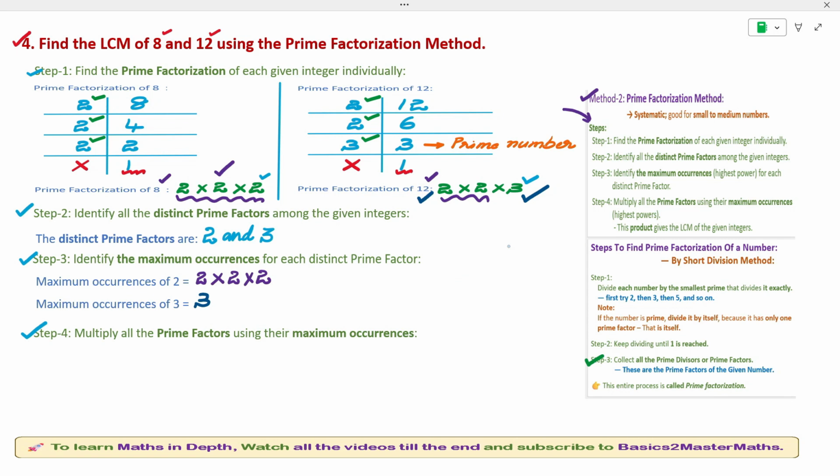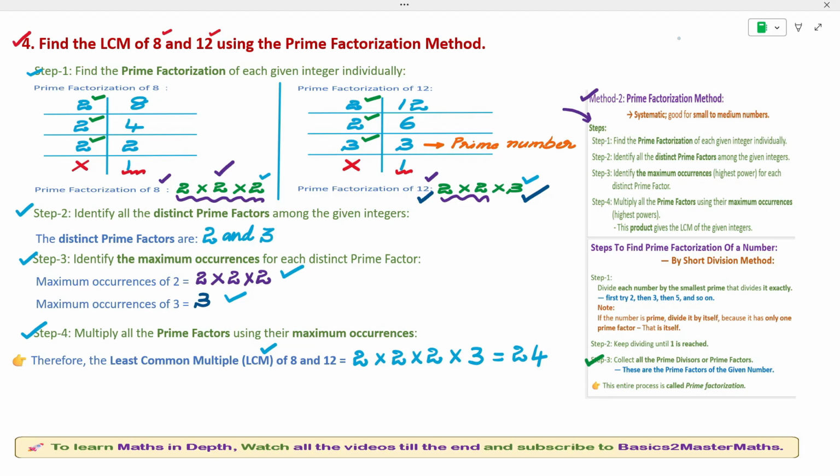Step 4. Multiply all the prime factors using their maximum occurrences. Therefore, LCM of 8 and 12 is 2 multiplied by 2 multiplied by 2 multiplied by 3, which gives you 24. Got it?